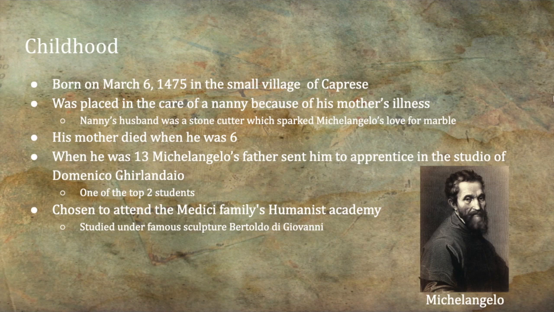When he was 13, Michelangelo's father, who was a government official, realized his passion for art and sent him to apprentice in the studio of Domenico Ghirlandaio, in which he became one of the top 2 students, which led him to attend the Medici family Humanist Academy. He then studied under famous sculptor Bertoldo di Giovanni.